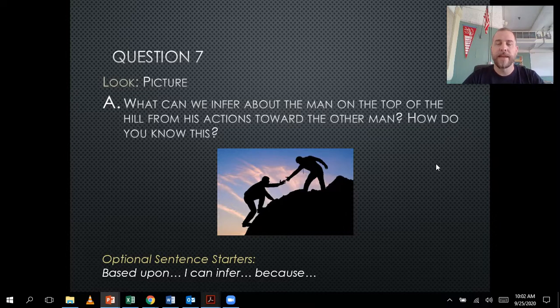And so, you might say the man on top of the hill is helpful. You may say that he's considerate. You could say that he's a team player. He's considerate of those around him because he's reaching his hand out to help somebody else out of safety. He's concerned of the safety of somebody else, wants to make sure they're all right. So he's using his position to help those below him, right?